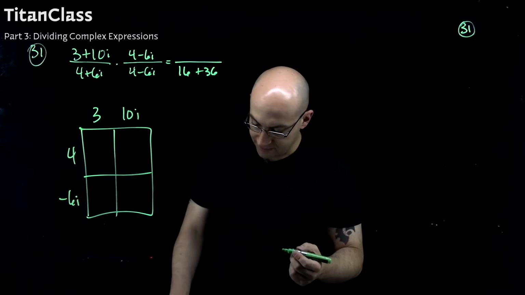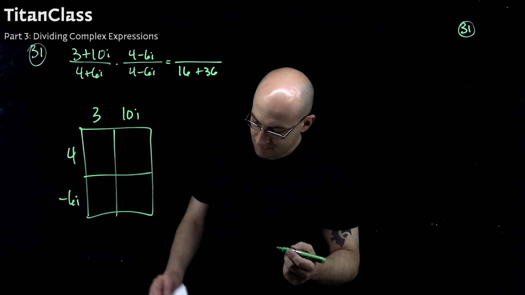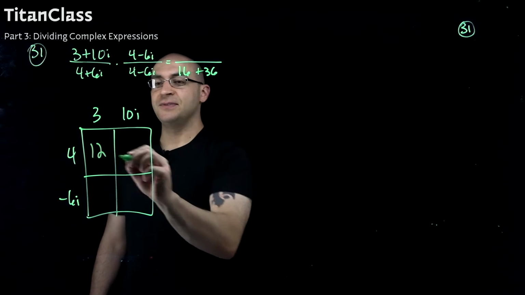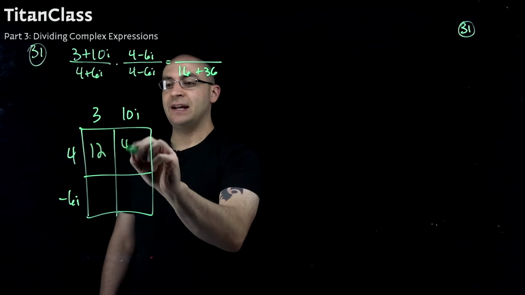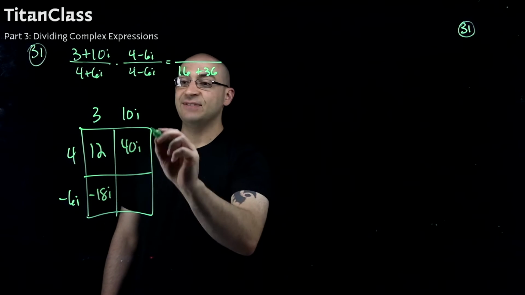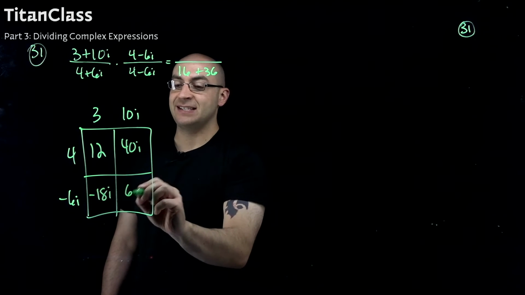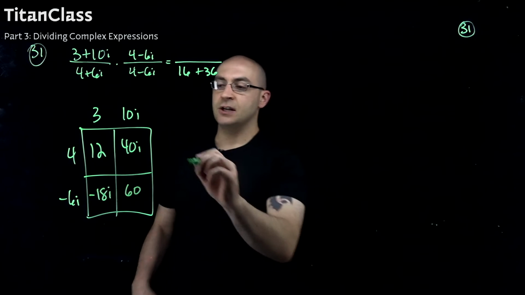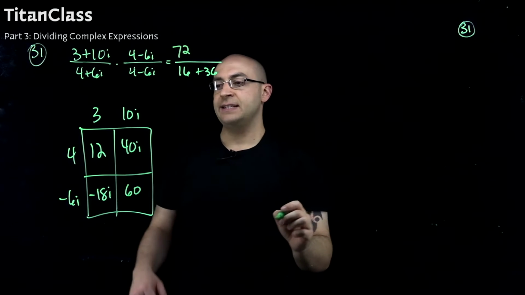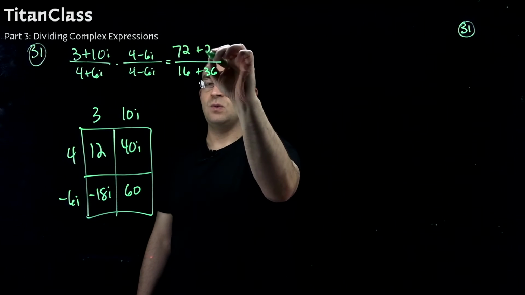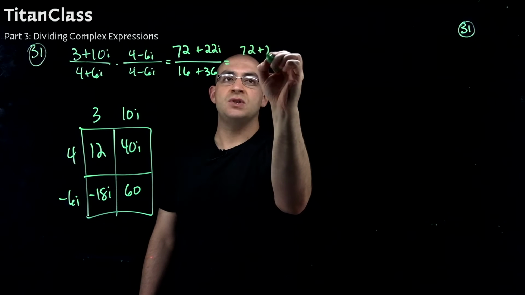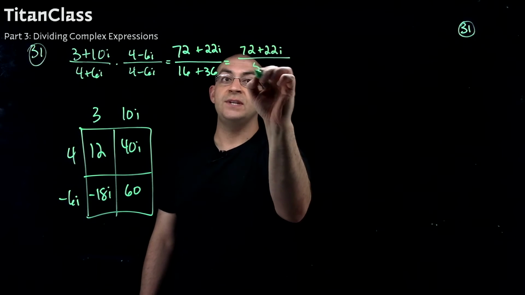I think I have 5 to do. 12, 40i, negative 18i, negative 60i squared is just 60, okay? So combined like terms gives me 12 and 60 is 72, and then negative 18i and 40i is positive 22i. Okay, let's shore this up. 72 plus 22i over 52.